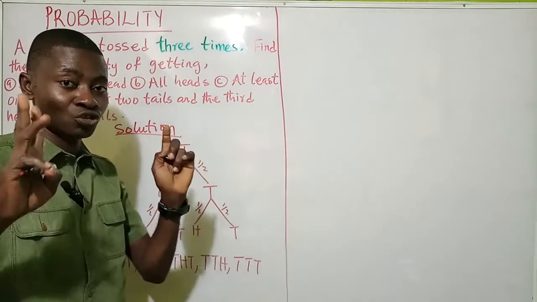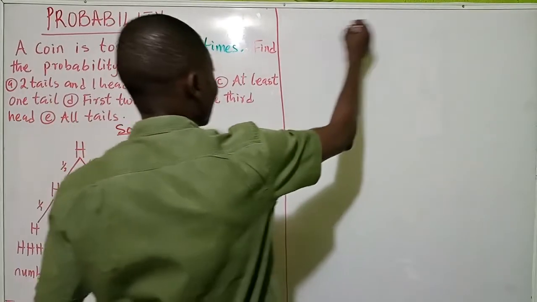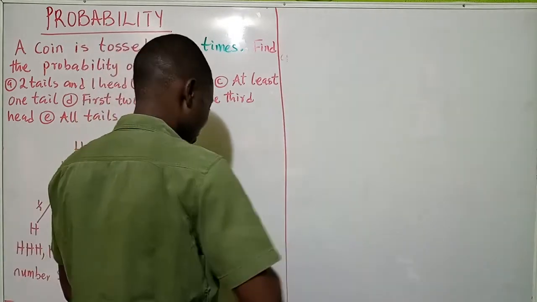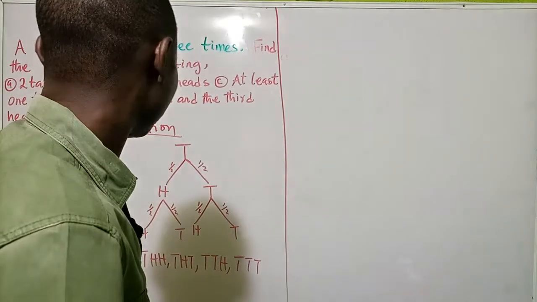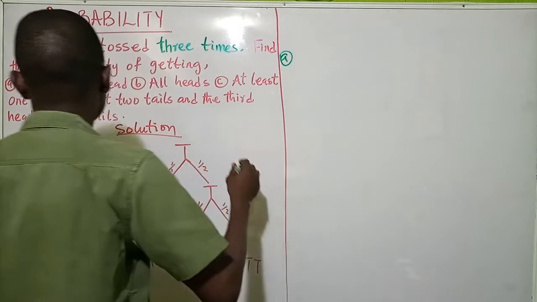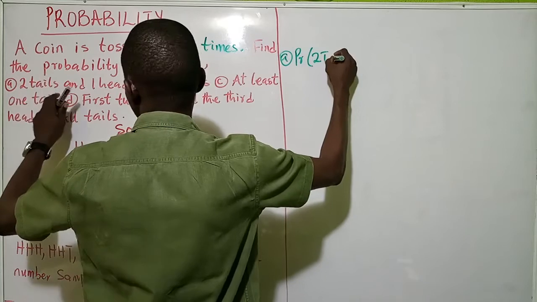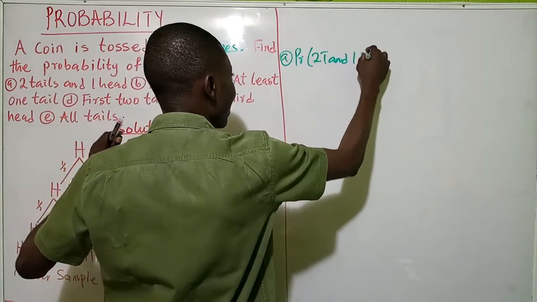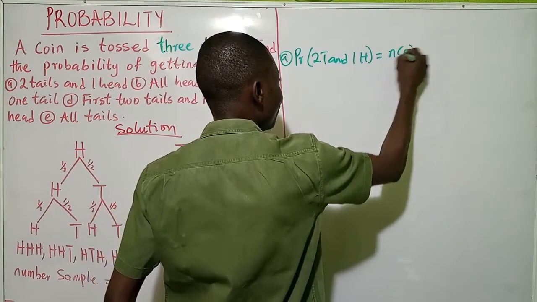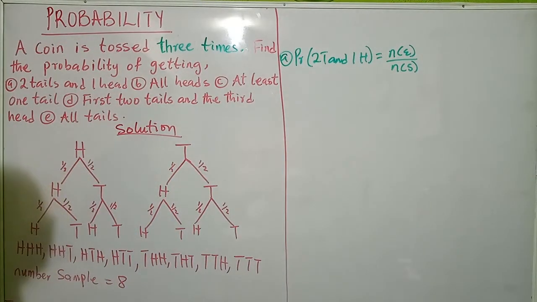I'm going to be doing this in 2 ways so that you understand it better. Now let's answer this question. Let's take the first one, A. Probability of 2 tails and 1 head is equal to number of events over number of sample space.